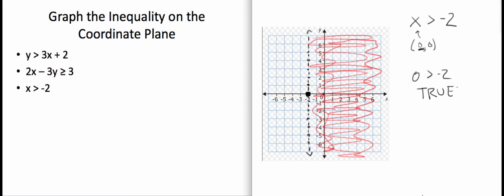Okay, so this is graphing inequalities on the coordinate plane with two variables, sometimes with one.